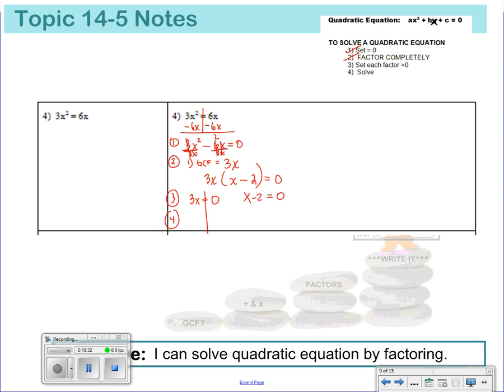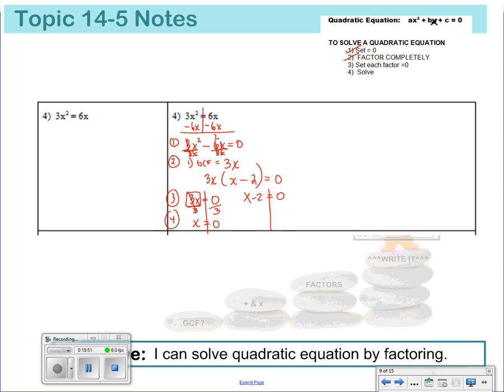So let's solve. I have 3 times x. I'm going to put that in my box. To get rid of that 3, I do the opposite multiplication. That means divide. So 3 divided by 3, the 3's are gone. I'm left with an x, and 0 divided by 3 equals 0.